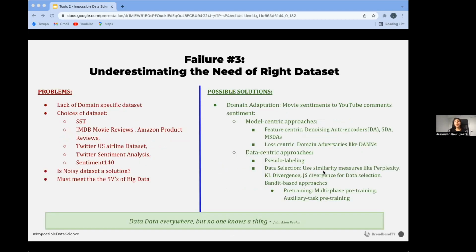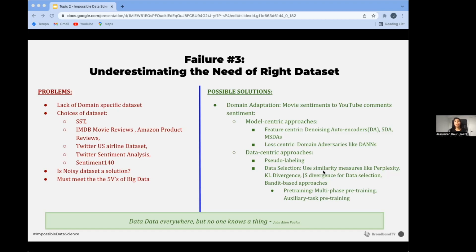So next one is underestimating the need of the right data set. We didn't have any labeled data on YouTube comments, so there was a lack of domain specific data. We understand that generalization is possible now, domain adaptation is possible, but having that domain data definitely gives you a long way ahead.